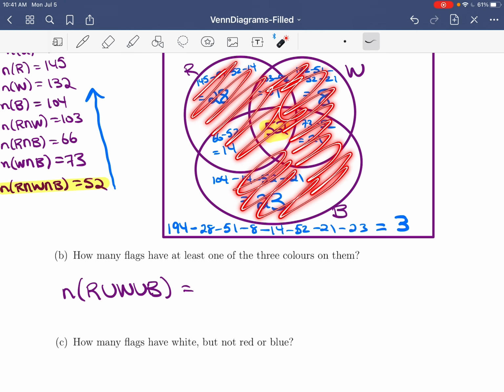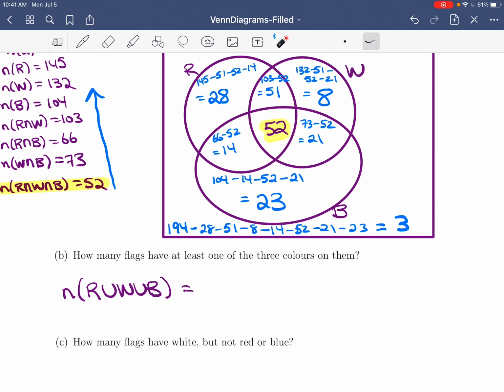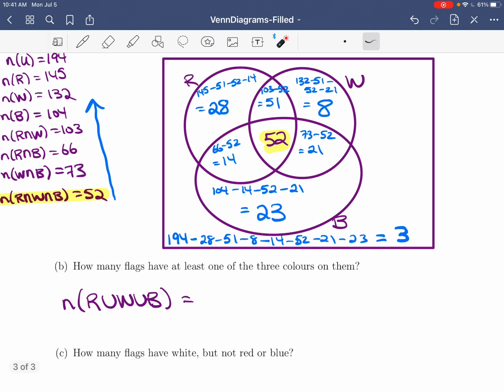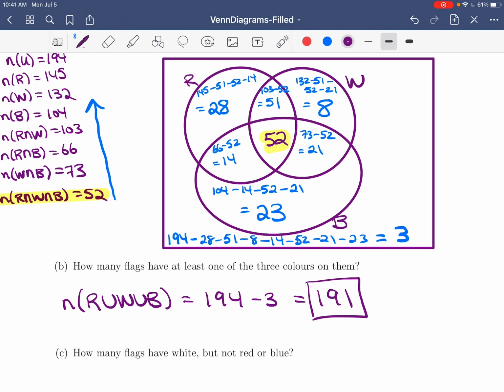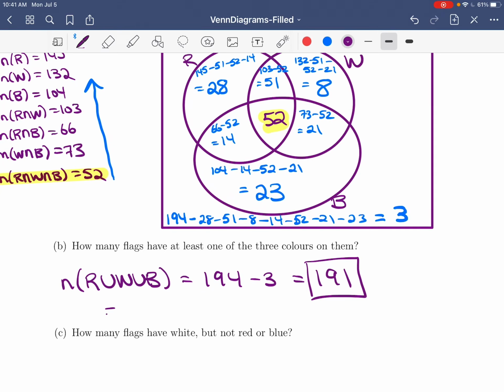shaded region. So you could add up everything there, or we can be clever and take the total 194 and subtract the ones that don't have any using the complement rule. And we get 191. Okay, but you could also add up all the other numbers. Okay, this is the same as if you did 28 plus 51 plus 8 plus 14 plus 52 plus 21 plus 23. You get the same number.